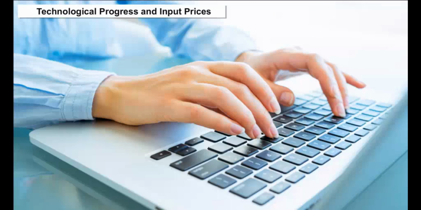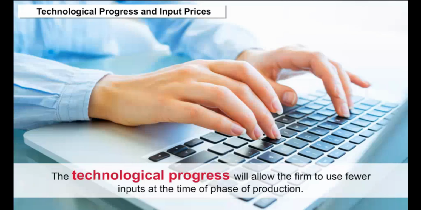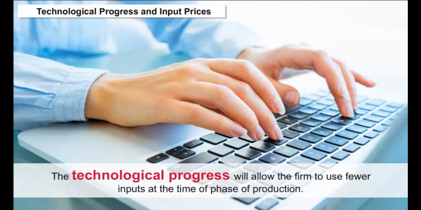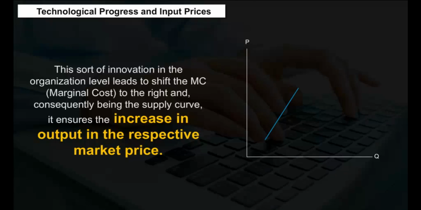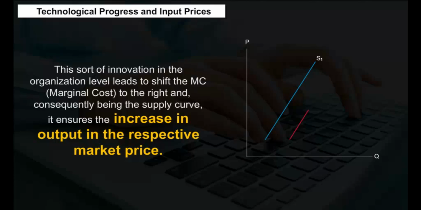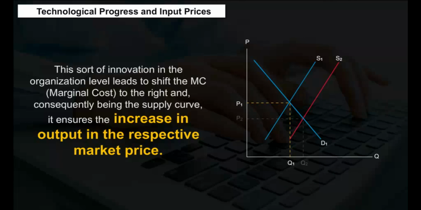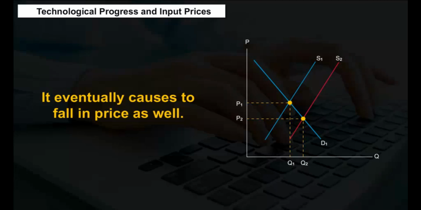Technological progress and input prices. Technological progress will allow the firm to use fewer inputs at the phase of production. This sort of innovation at the organization level shifts the MC to the right and, consequently, the supply curve. It ensures an increase in output at the respective market price. It eventually causes a fall in price as well.